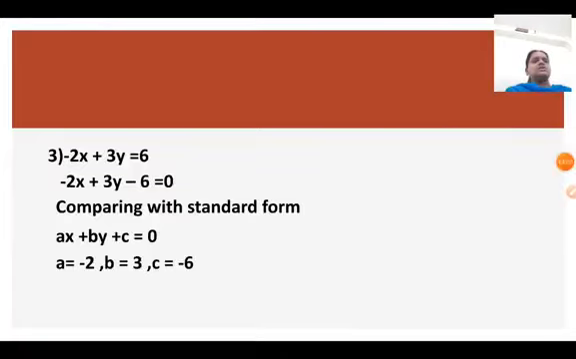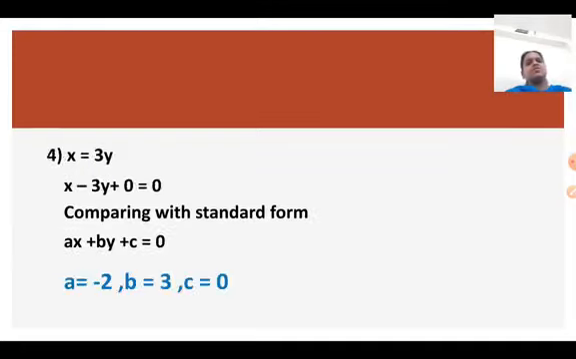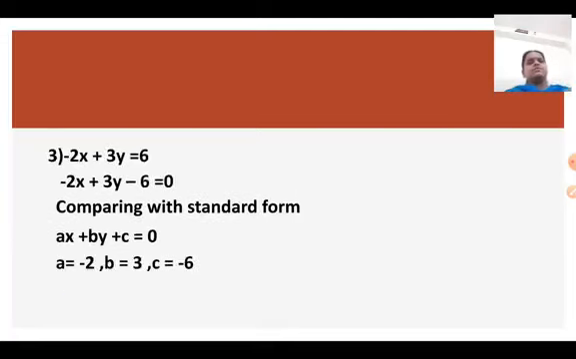The next sum is minus 2x plus 3y is equal to 6. Let us write it in the standard form. What is the standard form? Shift the constant c to the left-hand side. So it will become minus 2x plus 3y minus 6 is equal to 0.